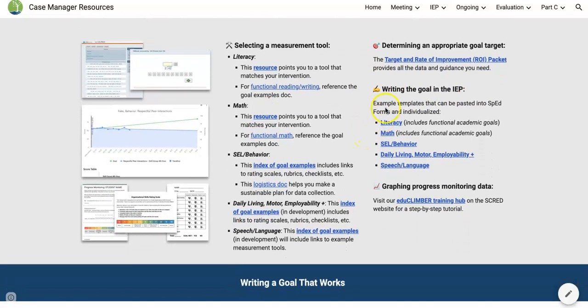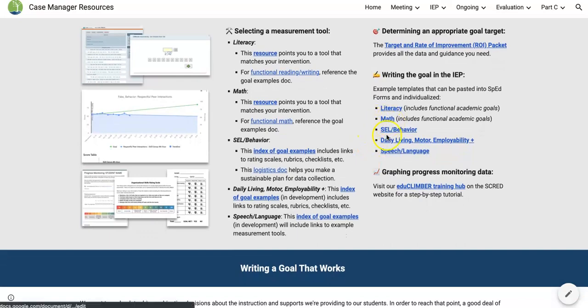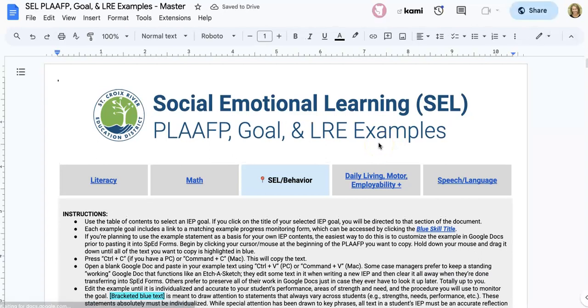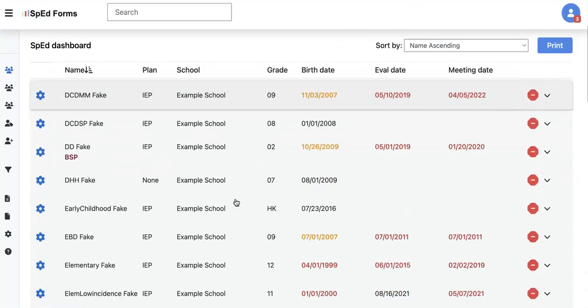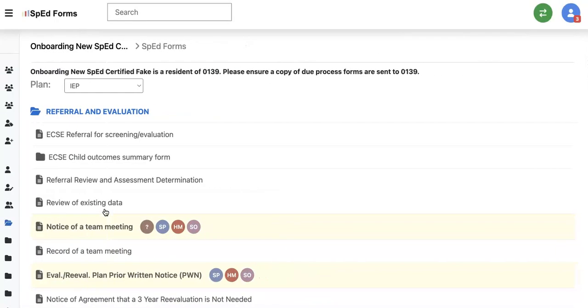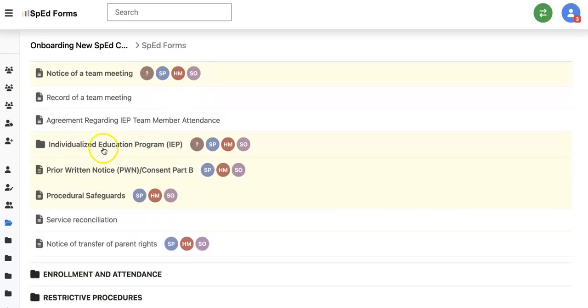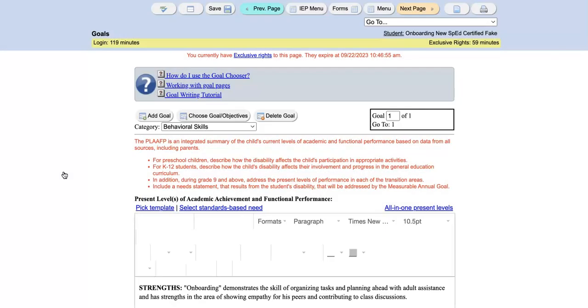And so what you're going to see linked in here are the actual templates that we have for all of these different areas. I'm just going to choose behavior. So I'm going to pop this open, and then the other thing that I'm going to make sure I do is have my student's file in SpEd forms open. So I'm going to go to our onboarding student. This is a fake student that we have for training purposes. I think we said that onboarding is a male, so I'm going to go to his IEP, and then I'm going to go to the goals section.